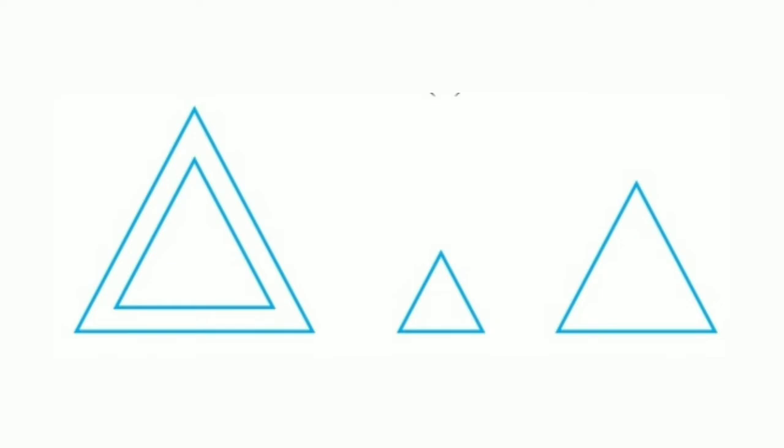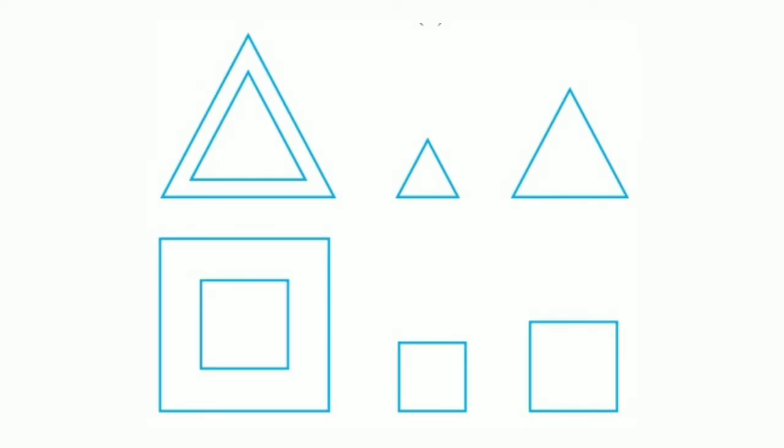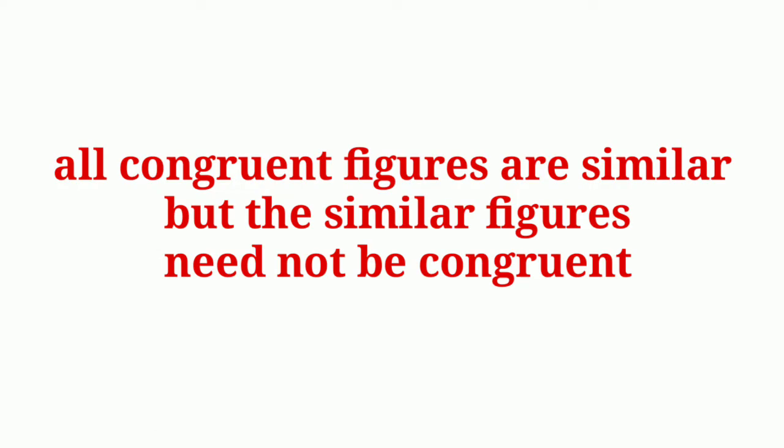What about two or more squares or two or more equilateral triangles? As observed in the case of circles, here also all squares are similar, and all equilateral triangles are similar. From the above, we can say that all congruent figures are similar, but similar figures need not be congruent.